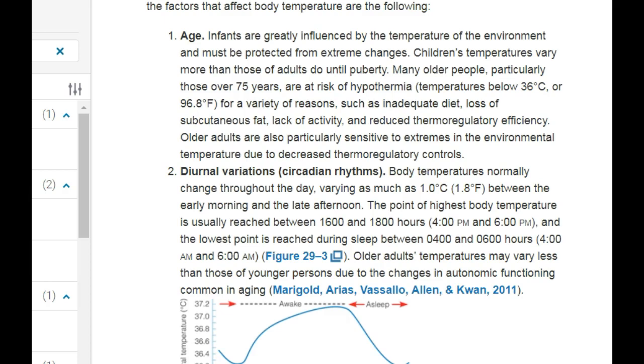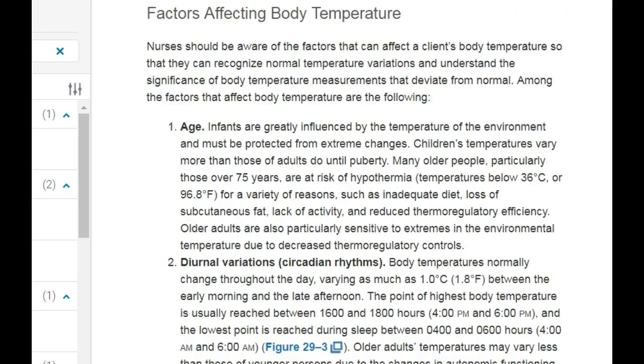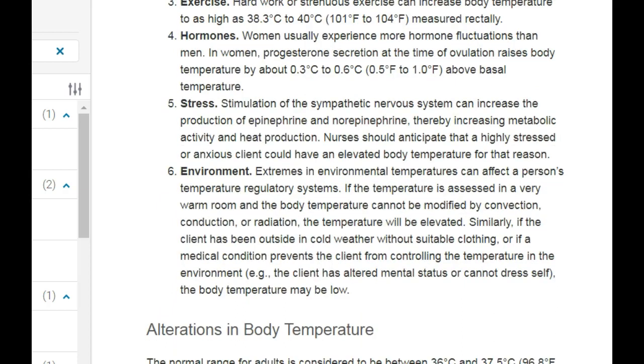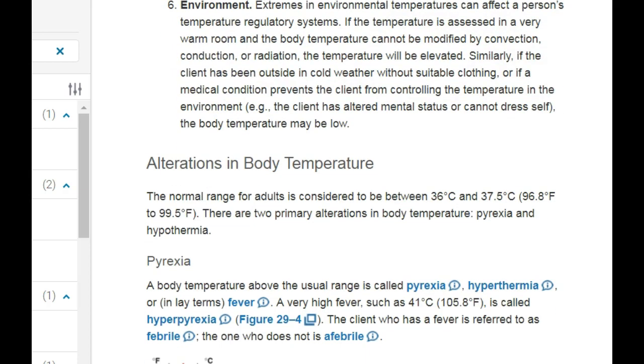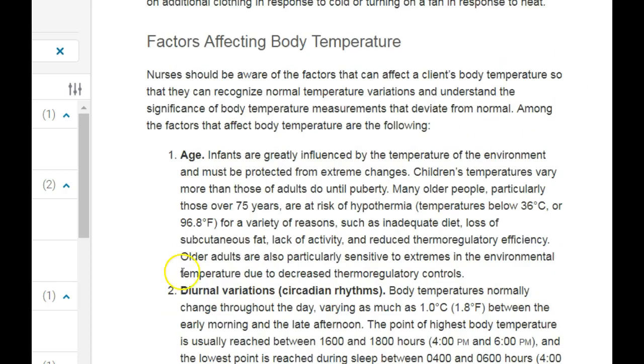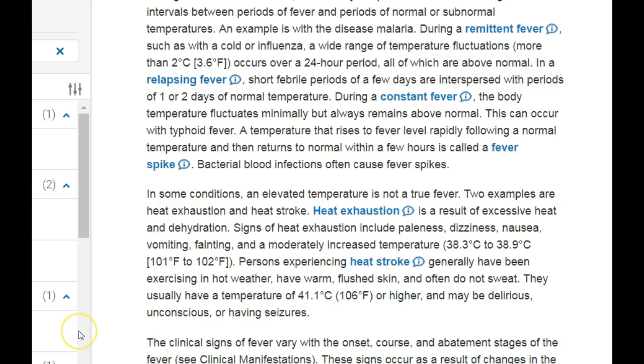Now I'm switching back over to your book. I wanted you to also add on to the factors that affect the body temperature. Number 1, age. Number 2, and look at number 3, exercise and hormone stress. I want you to look at those. These are all things that affect the temperature. Okay? As we continue on in the lecture, I want you to focus on heat exhaustion. Read the area about heat exhaustion and heat stroke. Please know the difference and know why these patients are having heat exhaustion and heat stroke.